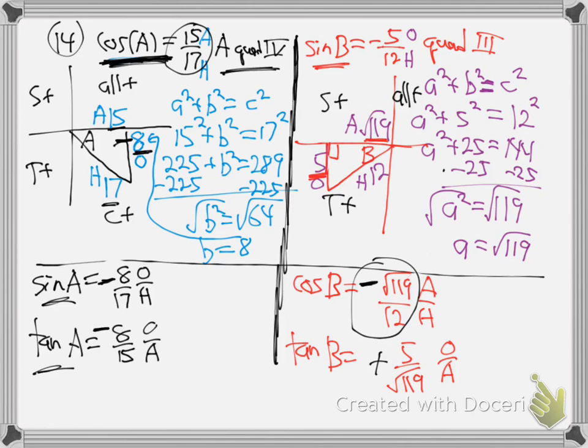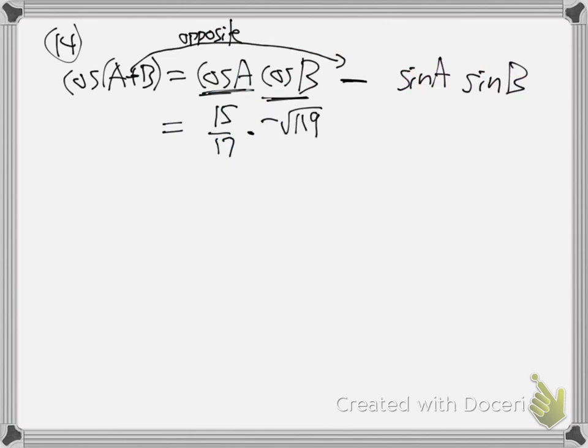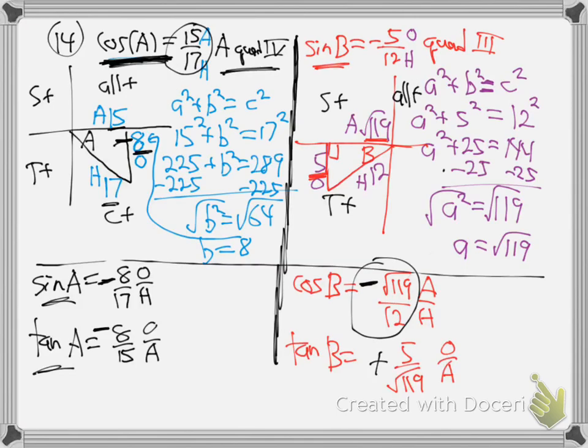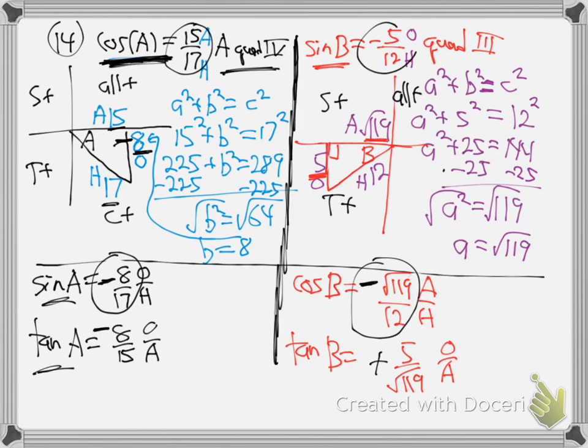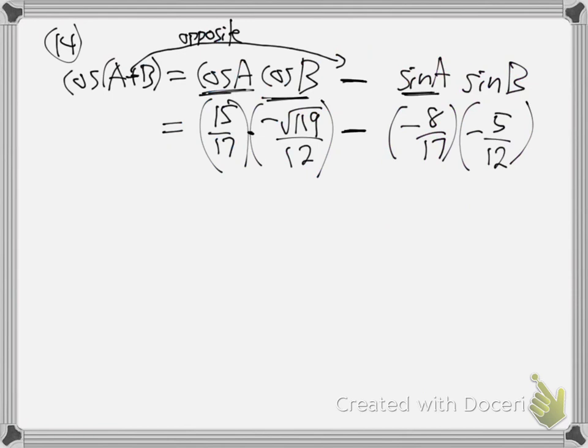Am I losing you? Nope. Sorry, these are long. That's why I wanted to get here. Minus root 119 over 12. Minus sine A. Let's go get sine A. Negative 8. Here it is. Minus 8/17. You can put parentheses if it helps. You don't need to. Sine B, negative 5. Where is it? Sine B is up here. Minus 5/12. Did you see all that mess? I just went and got all the pieces they wanted. We found them all with the two triangles.